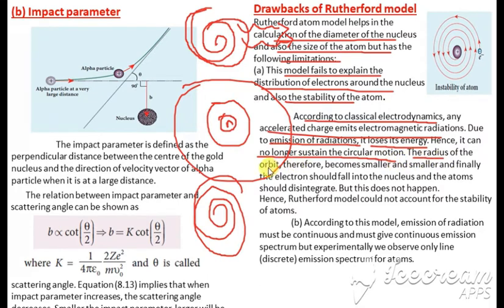The radius of the orbit therefore becomes smaller and smaller. Finally, it falls into the nucleus, and the atom should disintegrate. But this does not happen, and so it is a failure.